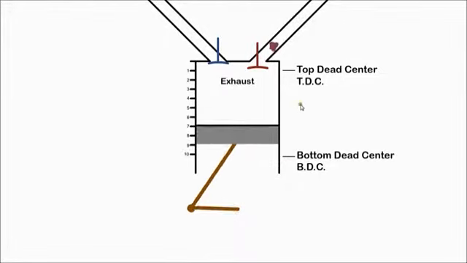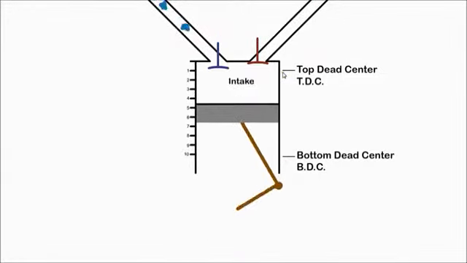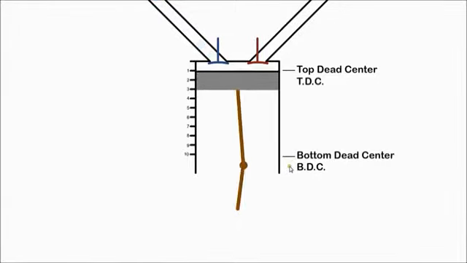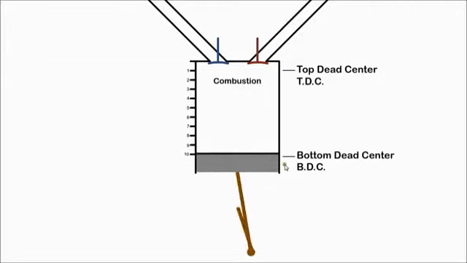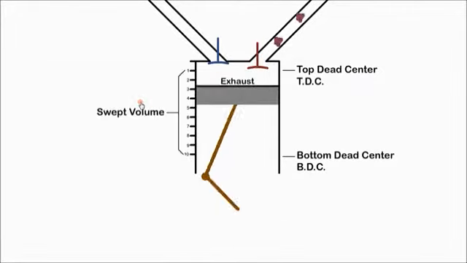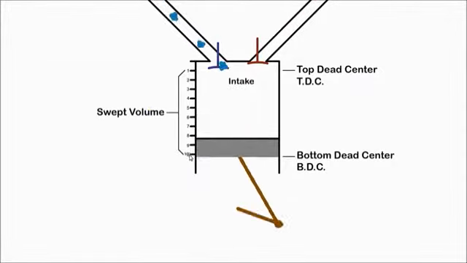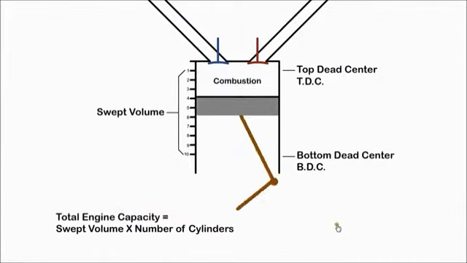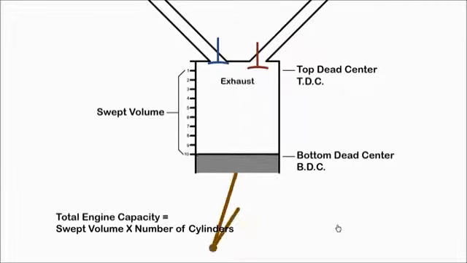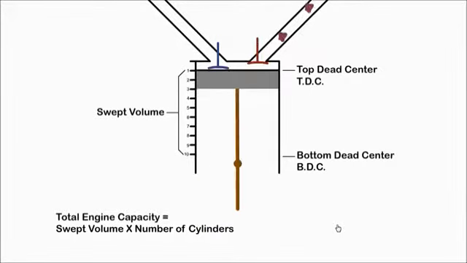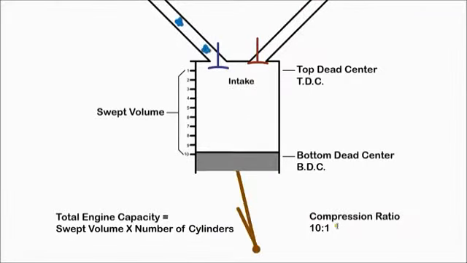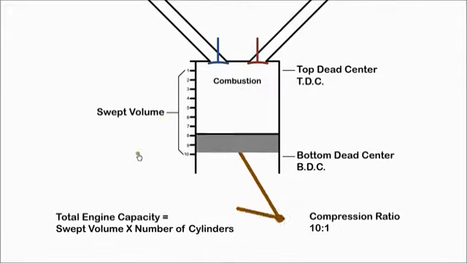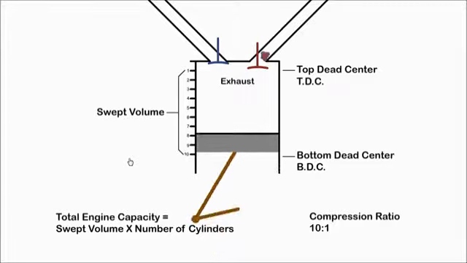The top position of the piston is called top dead center, TDC, and the bottom position is called bottom dead center, BDC, while the volume between the two is called the swept volume. The total engine capacity is the swept volume multiplied by the number of cylinders. For this engine, the compression ratio is 10 to 1. A diesel engine would be higher at perhaps 20 to 1.